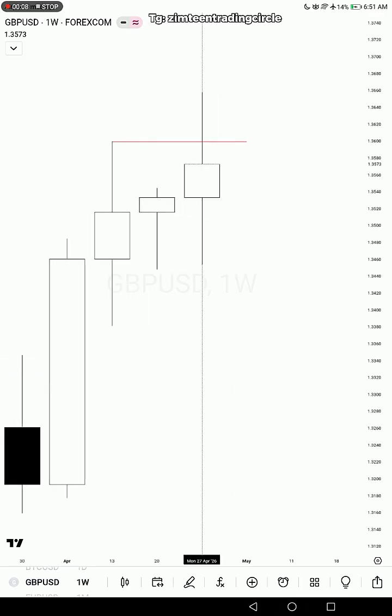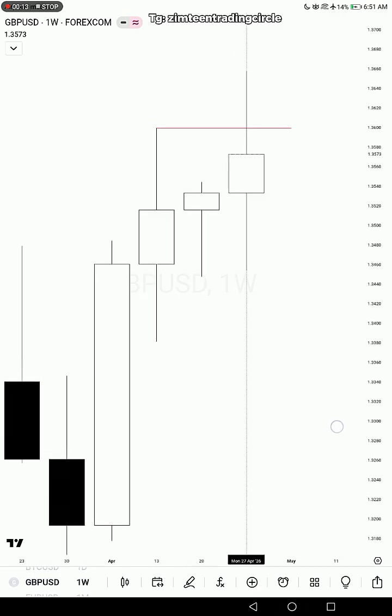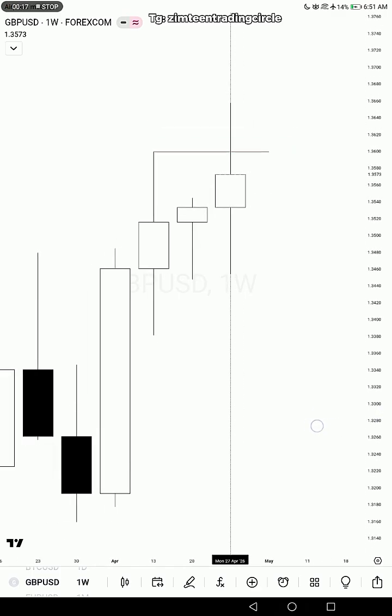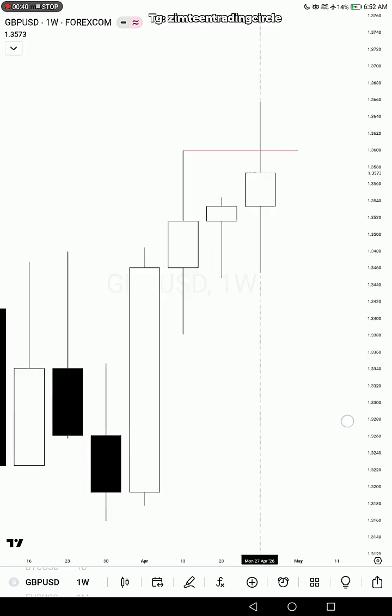Today we're going to be talking about last week's price action on GBPUSD. Right here we're on the weekly time frame, and for the sake of the public, I won't disclose much of my knowledge, but I will make sure I point out key things that will help you and advance your knowledge of price action.